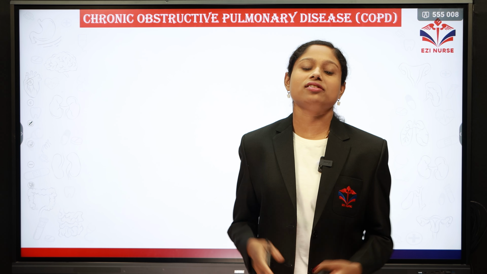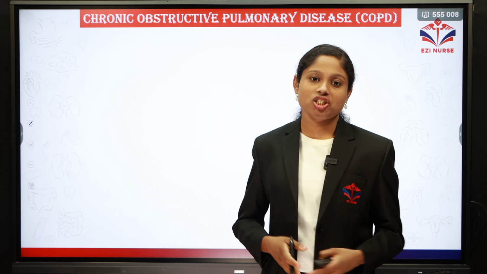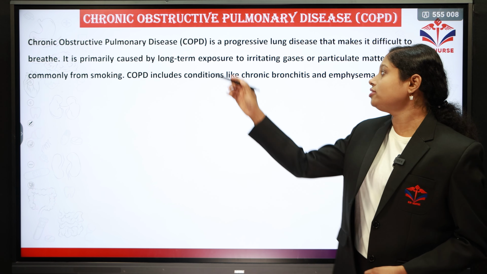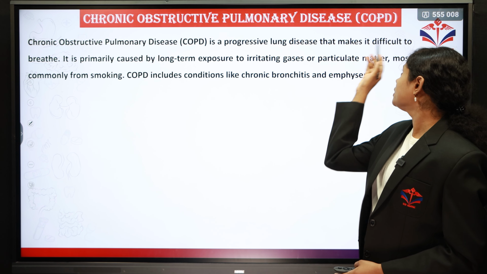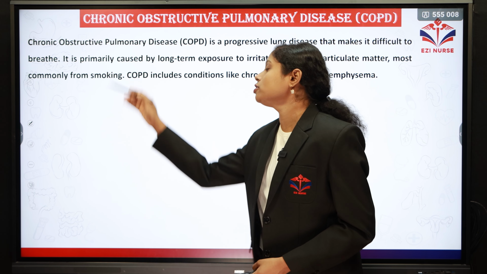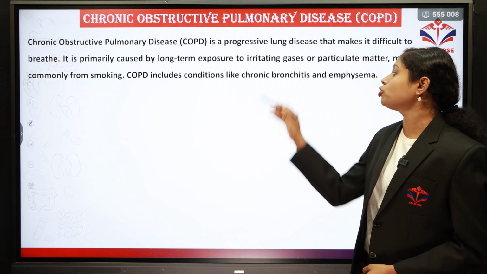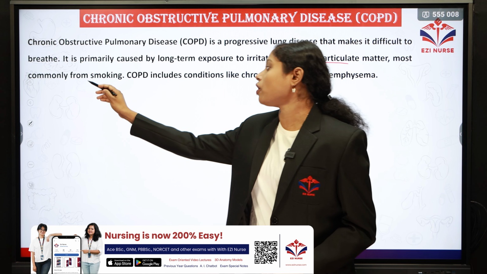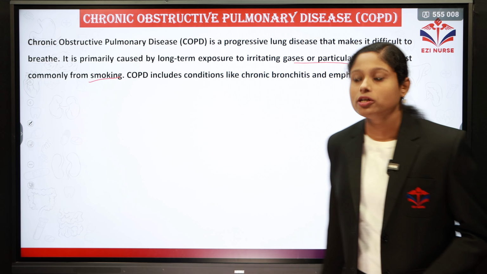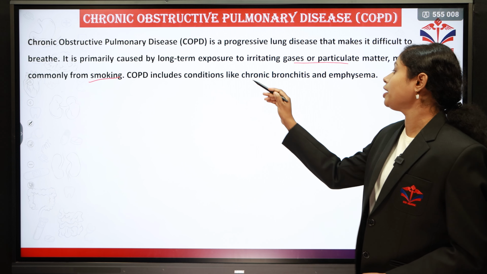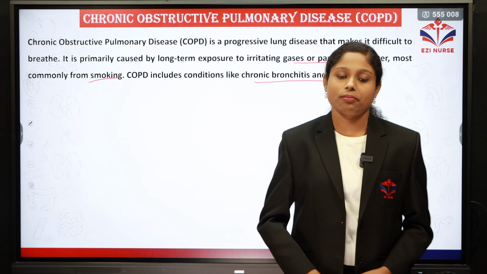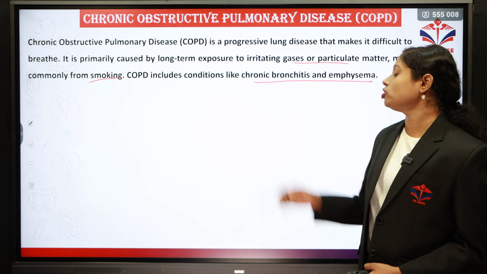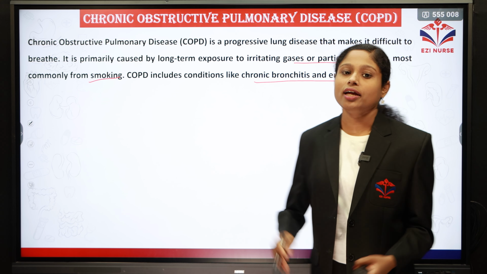So what is COPD? It's a very important respiratory condition. How can we define it? COPD is a progressive lung disease that makes it difficult to breathe. It is primarily caused by long-term exposure to irritant gases or particulate matter, most commonly from smoking. So it's mainly caused by smoking. COPD includes conditions like chronic bronchitis and emphysema. So it's a group of disorders.